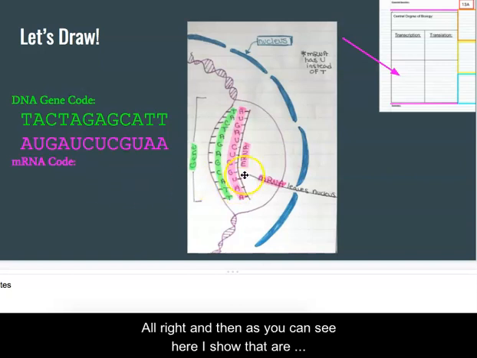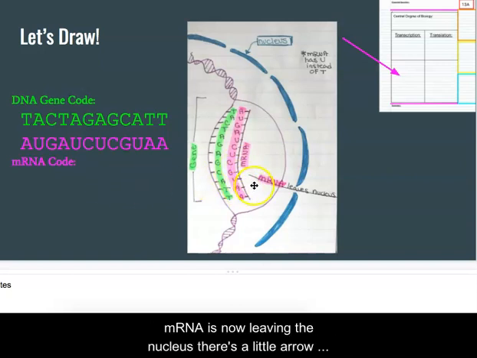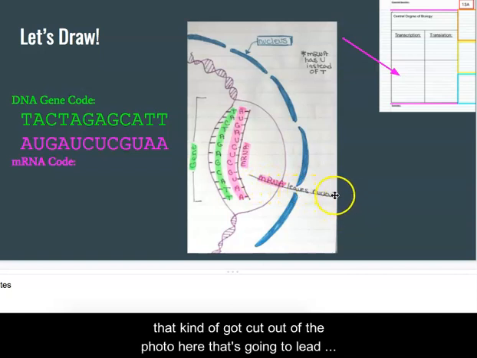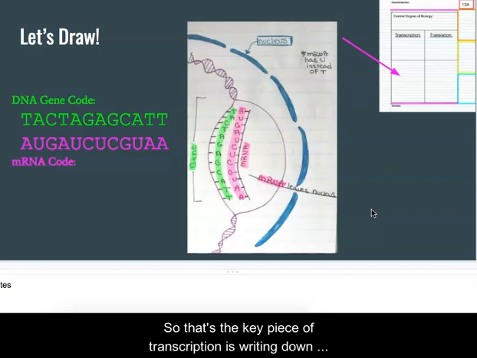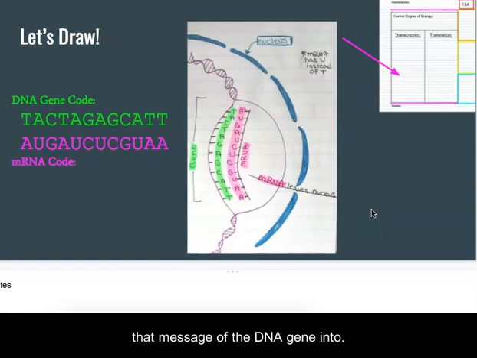All right, and then as you can see here, I show that mRNA is now leaving the nucleus. There's a little arrow that got cut out of the photo here that's going to lead into the next part of the picture a little later. So that's the key piece of transcription, is writing down that message of the DNA gene into mRNA.